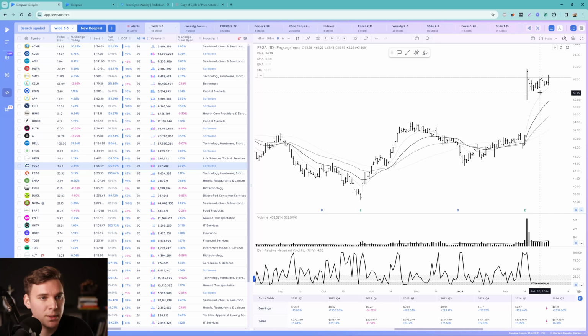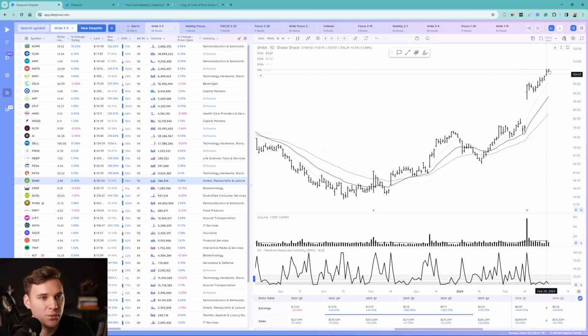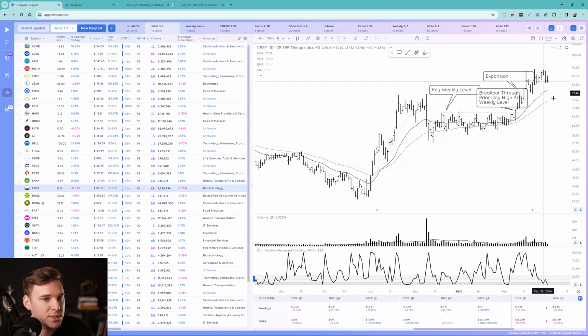PEGA, nice move up, consolidation, pulling into the 10 EMA, move up on Friday. We'll see if that can continue into the next few weeks. PSTG, nice move on earnings, expanding up and now watching for that tightness and contraction. Shake Shack moving up from a prior expansion upwards. You can see the type of contraction we're looking for after these type of names.